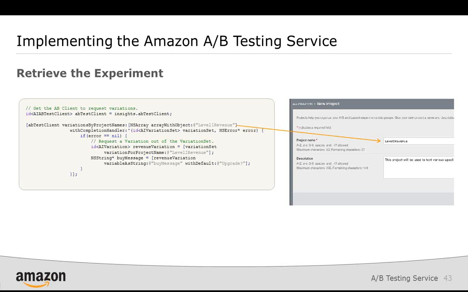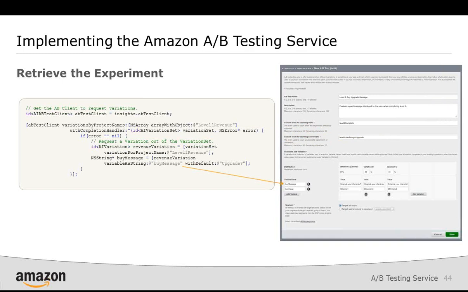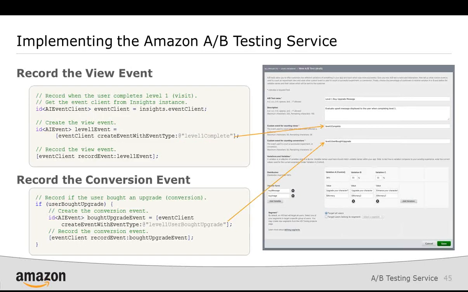So after your app has initialized a service, it can go ahead and retrieve the correct variation of an experiment for the current user whenever it's convenient. So you would use the A/B test project name to refer to the set of variations that you want to select from. You can see where we're calling variations by project name, and we're passing level 1 revenue, which corresponds to the project name that we set up earlier on the dev portal. And then on success, you can use the resulting value to retrieve the correct variation for the experiment. That means that you can actually retrieve all the variables that are associated with the corresponding variation.